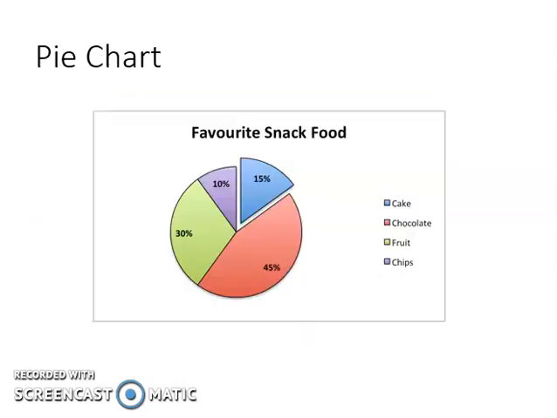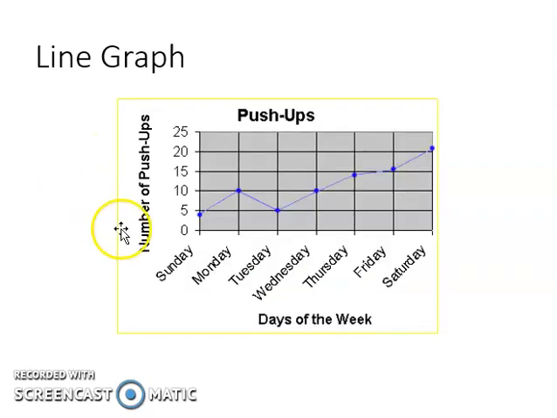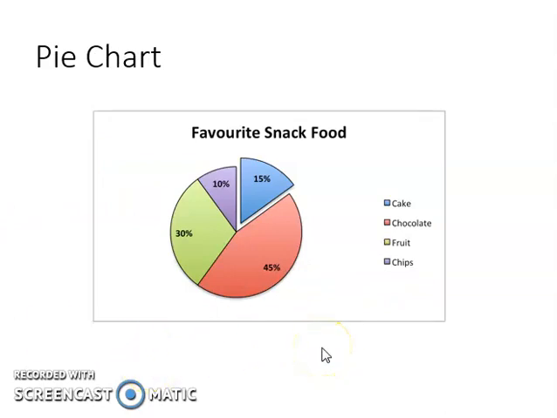Another is, this is not a graph, but we call it a pie chart. Why do we call it a pie chart? Because it looks like a pie, like a pizza pie, apple pie, strawberry pie. So here it's the same way, but they only use a different illustration or picture. Instead of bars, they use a pie.